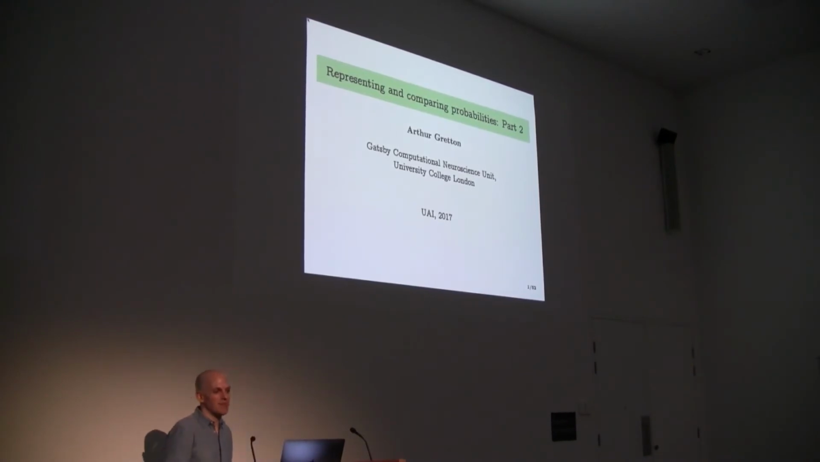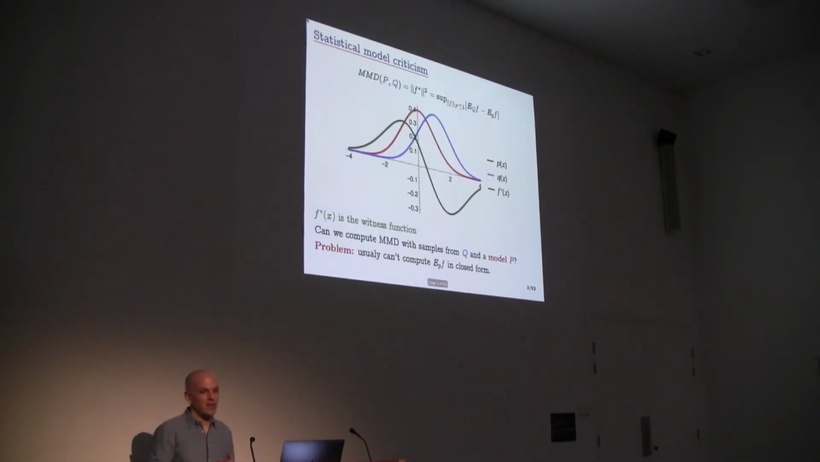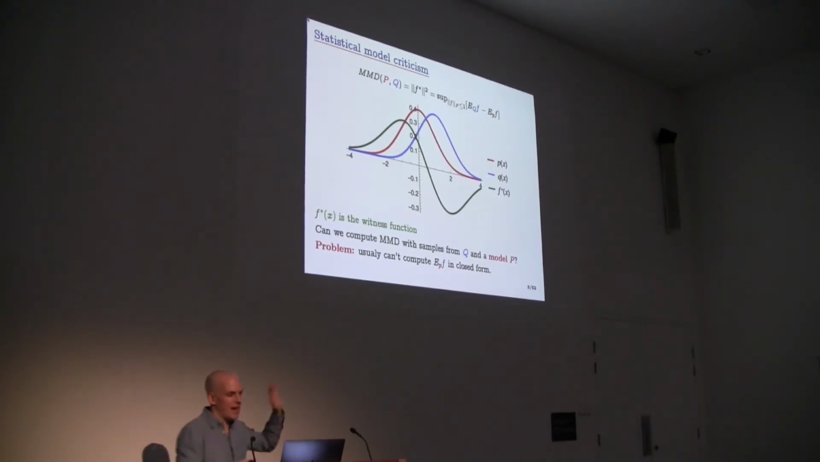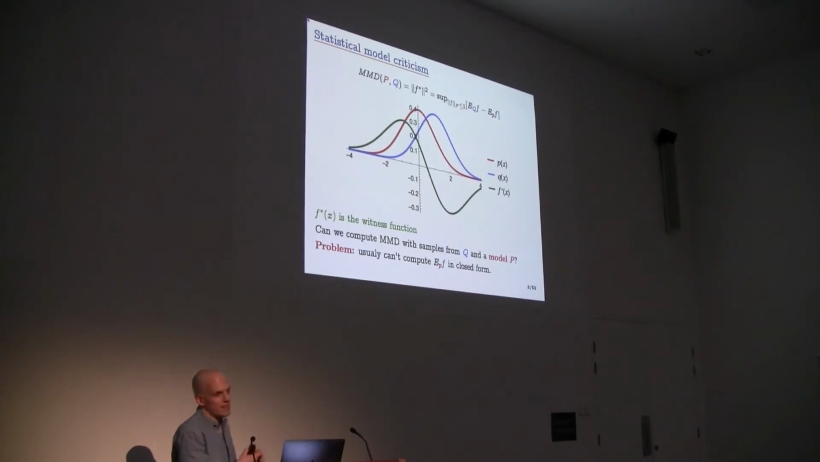But meanwhile, I'm going to talk next about testing against a probabilistic model. This figure is our initial MMD figure. Here I've got an MMD between, in this case, a Gaussian at 0 and a Gaussian far from 0. Then I've got my witness function, which is a smooth function that has large amplitude where the probability mass in P and Q is different.